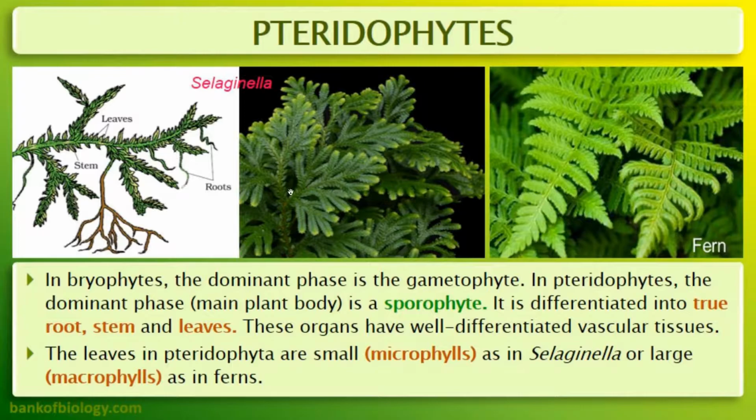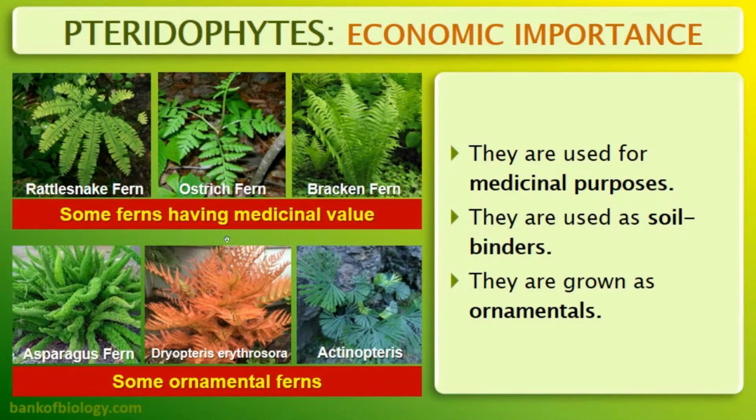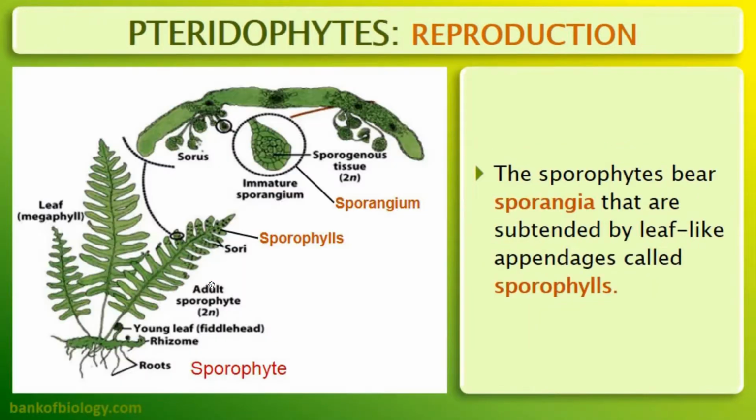The leaves in the pteridophyte are small. They are called microphylls, example Selaginella. And in some they are large. They are called macrophylls, example ferns. Pteridophyte plants are used for medicinal purposes. They are used as soil binders for soil conservation, and they are also grown as ornamental plants.